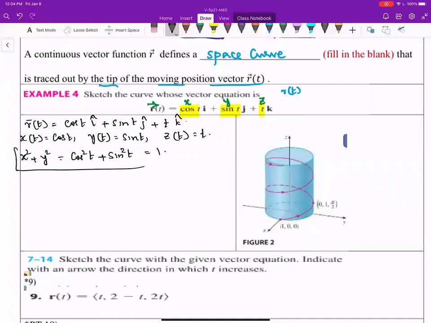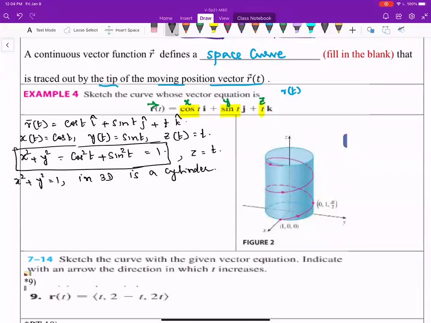Now what does this tell us? x squared plus y squared equals 1, and z equals t here. It can be any value. So x squared plus y squared equals 1 in 3D is a cylinder because it has a missing variable. It is a cylinder whose base is a circle with radius 1 and center at the origin.